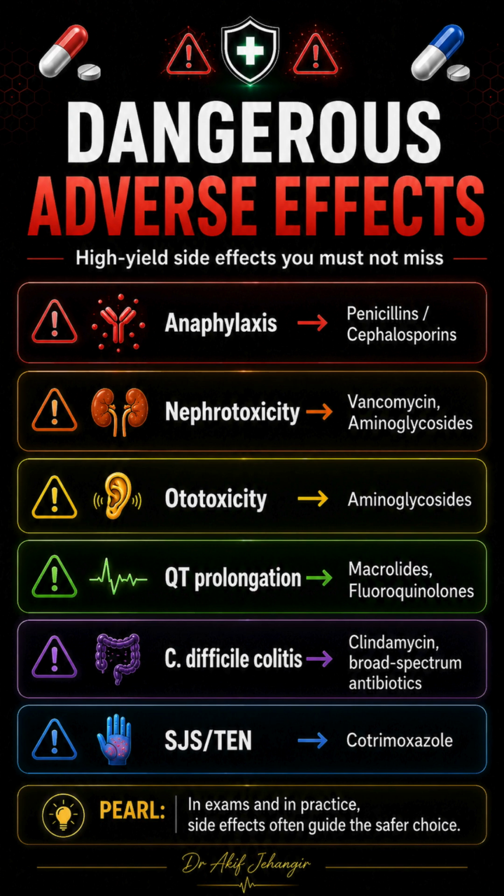Now let us focus on dangerous adverse effects, because in real practice and in exams, side effects often decide the safer antibiotic. Anaphylaxis is a major concern with penicillins and cephalosporins. Nephrotoxicity is important with vancomycin and aminoglycosides. Ototoxicity is classic for aminoglycosides. QT prolongation can occur with macrolides and fluoroquinolones. C. difficile colitis is strongly associated with clindamycin and broad-spectrum antibiotic exposure. And SJS/TEN is an important severe reaction to remember with cotrimoxazole. So never learn antibiotics only by coverage. Learn them by toxicity as well.